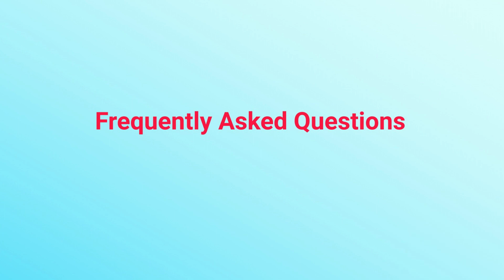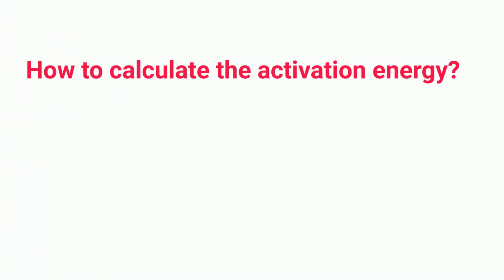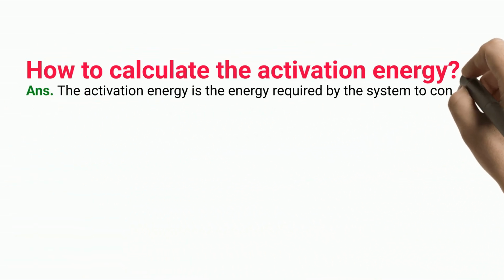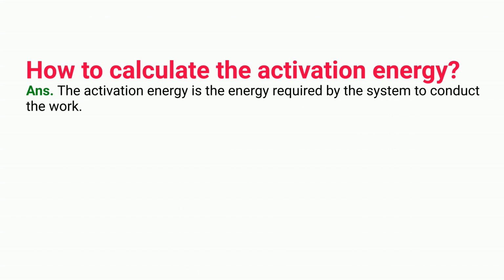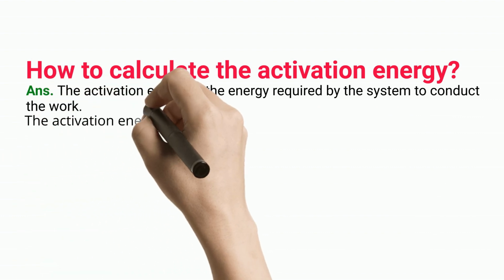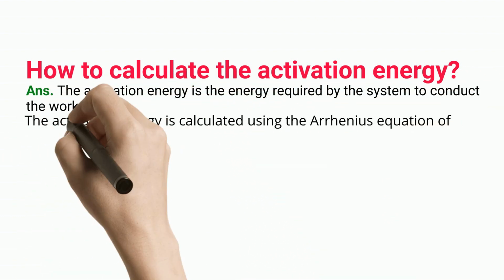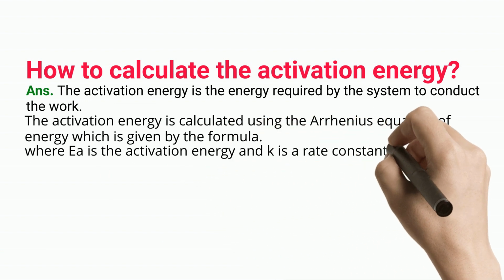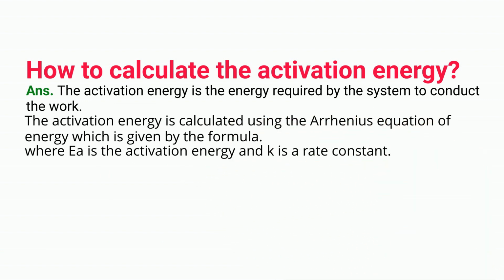Frequently asked questions. How to calculate the activation energy? The activation energy is the energy required by the system to conduct the work. The activation energy is calculated using the Arrhenius equation, which is given by the formula, where EA is the activation energy and K is a rate constant.